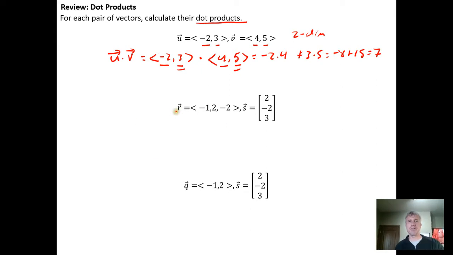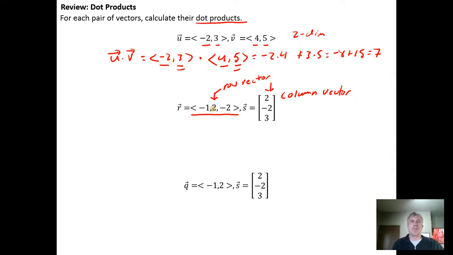Here we have the vector r, which is negative 1, 2, negative 2, and the vector s, which is 2, negative 2, 3. When a vector is written in this form, this is the form of a row vector. It's written horizontally. And when it's written like this as a column, it's referred to as a column vector. And we're going to need both row and column vectors when we calculate the product of two matrices.